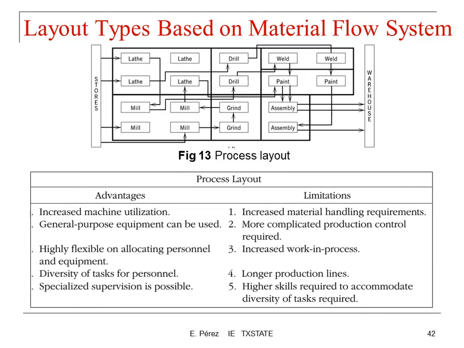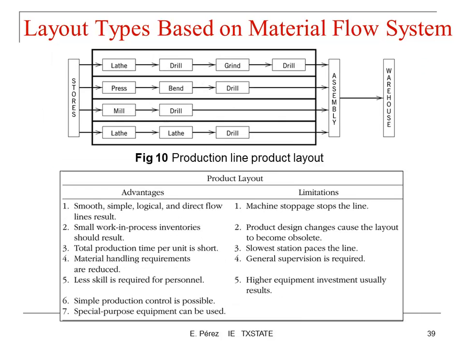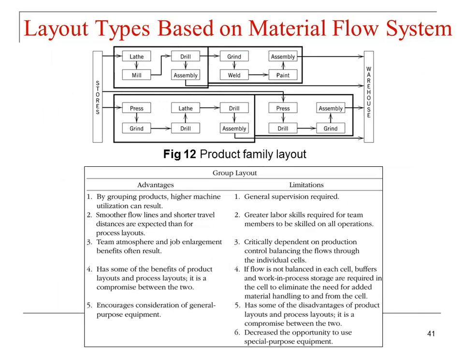And then finally, we have the process layout. In here you have increased machine utilization. General purpose equipment can be used, highly flexible allocation of personnel and equipment, diversity of tasks for personnel, and so on. And I think the important thing with this is that you are able to differentiate between them.